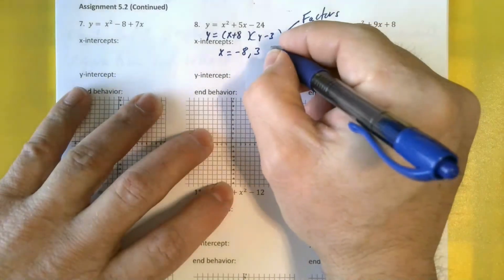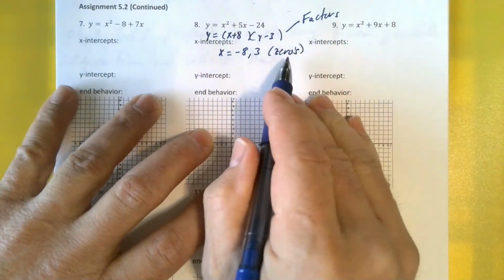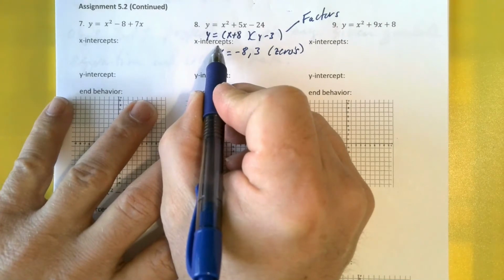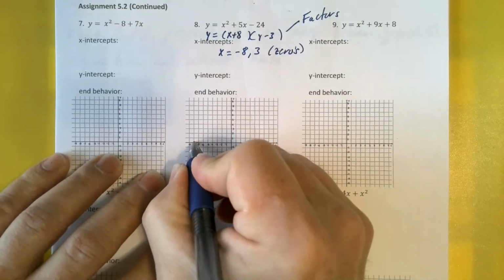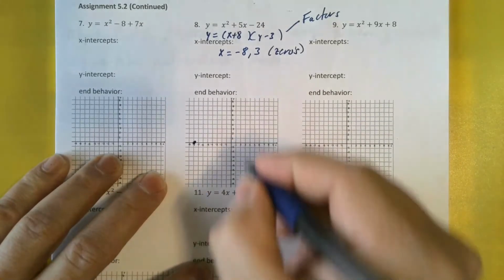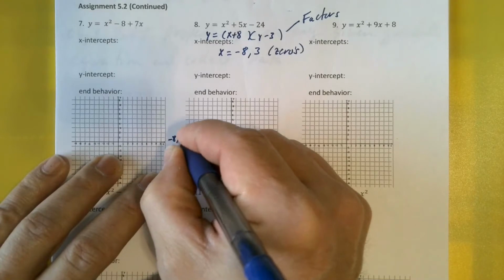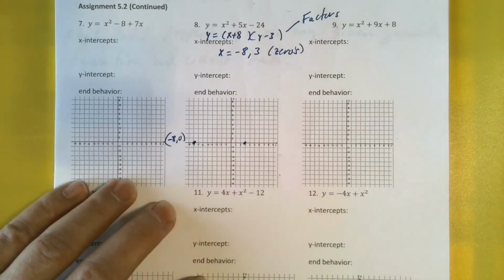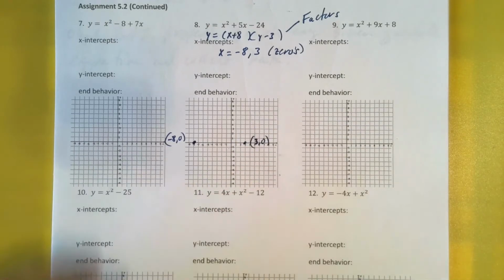Now, these are my zeros. These are also my x-intercepts. So I'm going to come down here and say, okay, my x-intercepts are at -8, and they are over here at positive 3. And I go (-8, 0), because we label everything in this class. And then I go (3, 0), and there are my intercepts.